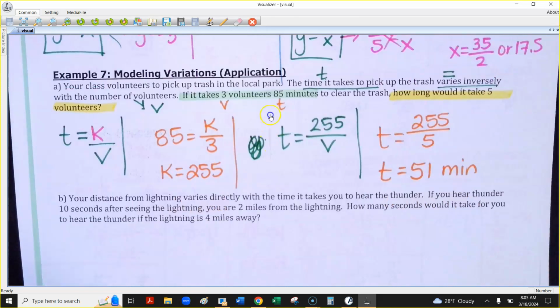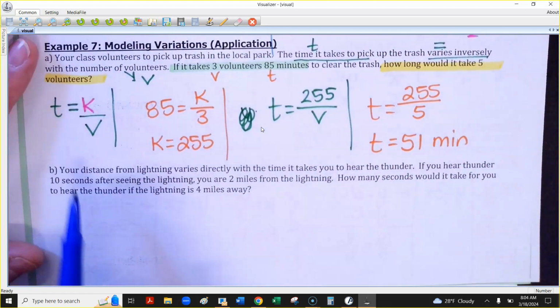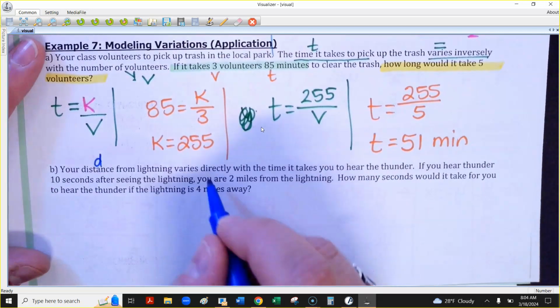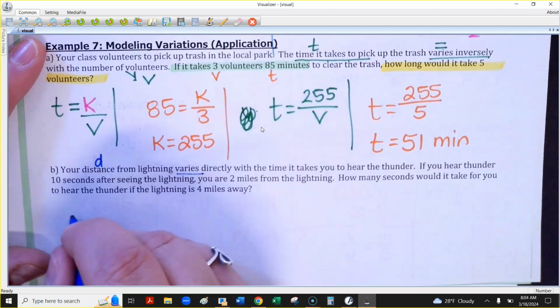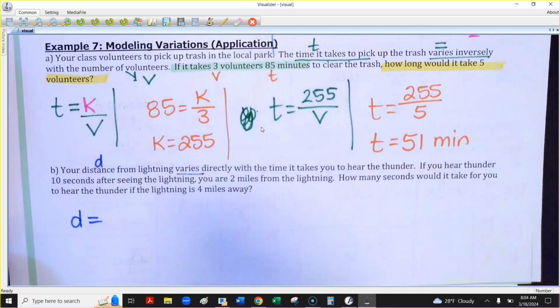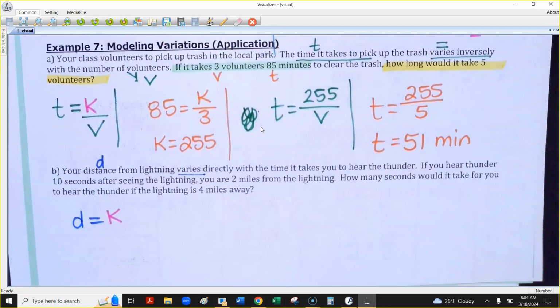Okay, let me try one more here. This one says your distance from lightning, so I'm going to use D for distance. Varies is going to be an equal sign. So I'm going to just write D equals, and as soon as you write the equal sign, just put a K after it so we don't forget. The K value will never be in the problem described. You have to find it.